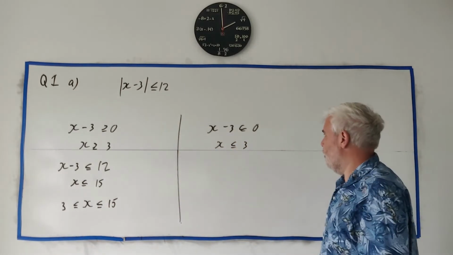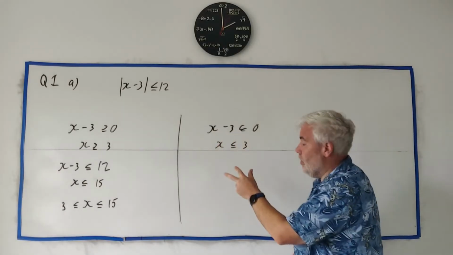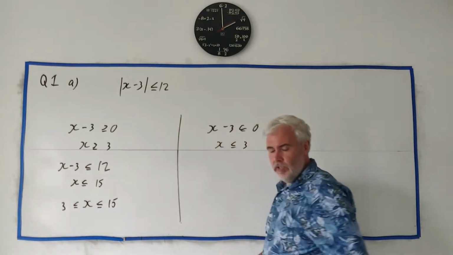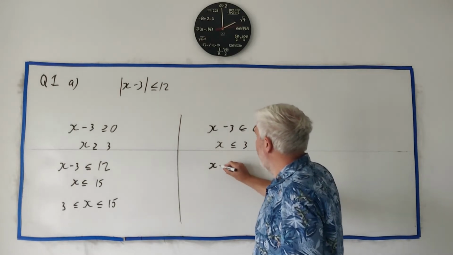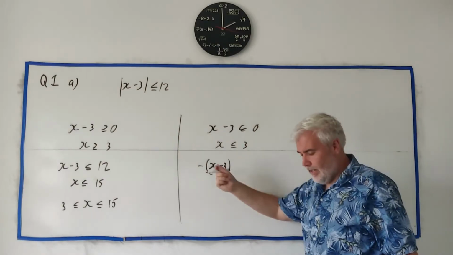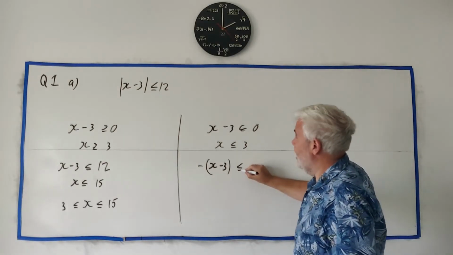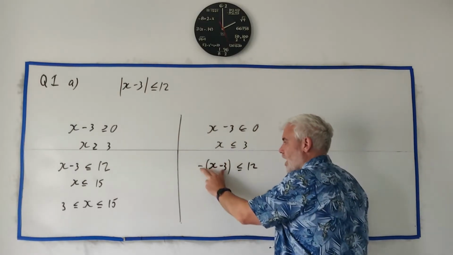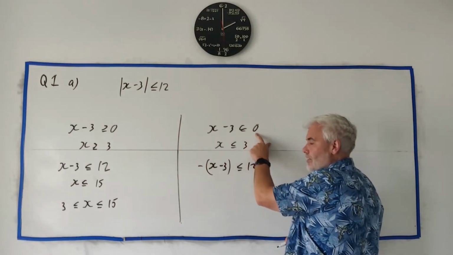Let's move to the other half of the world. x is less than 3, or x minus 3 is less than 0. What happens in this case? Well, the absolute value changes the sign. So what we really get is x minus 3 changed. It gets its sign changed. It gets multiplied by minus 1. And then it's less than 12. That's what the absolute value does. It multiplies everything by minus 1 if it's less than 0.